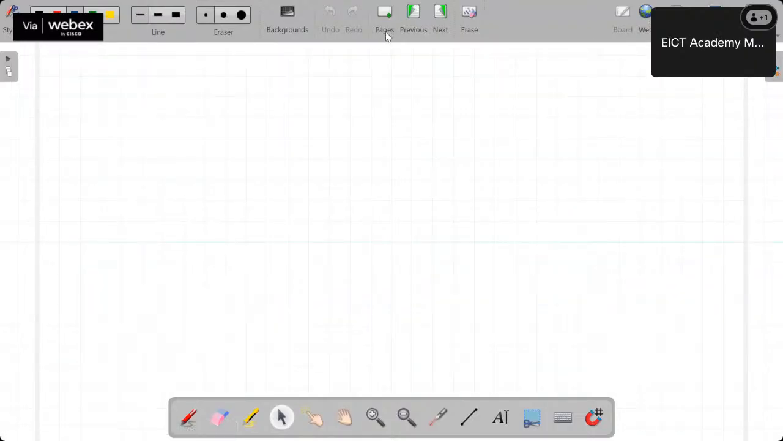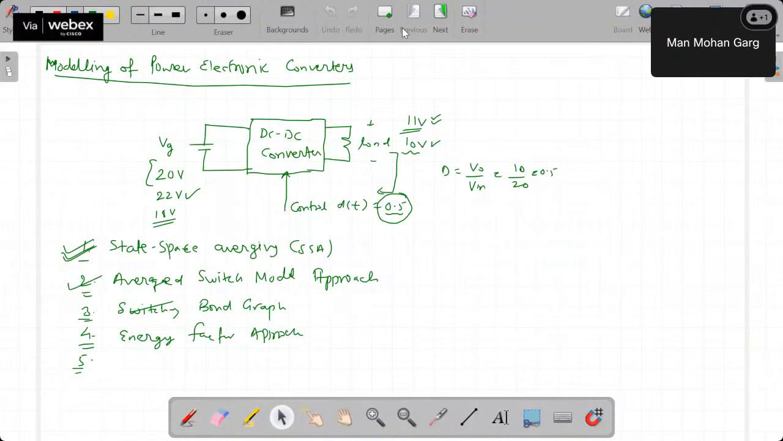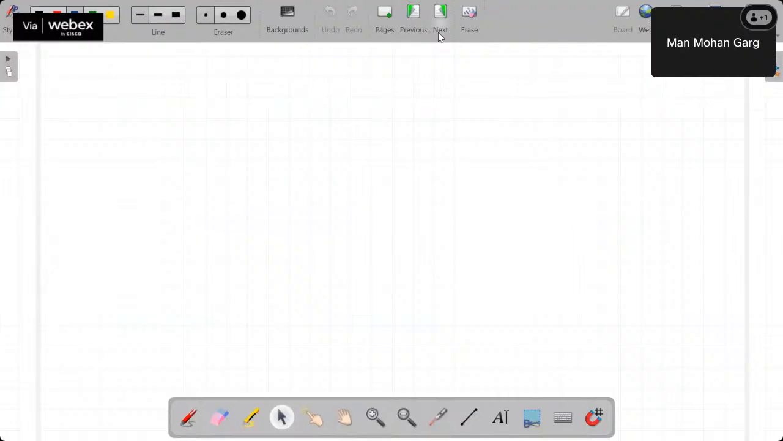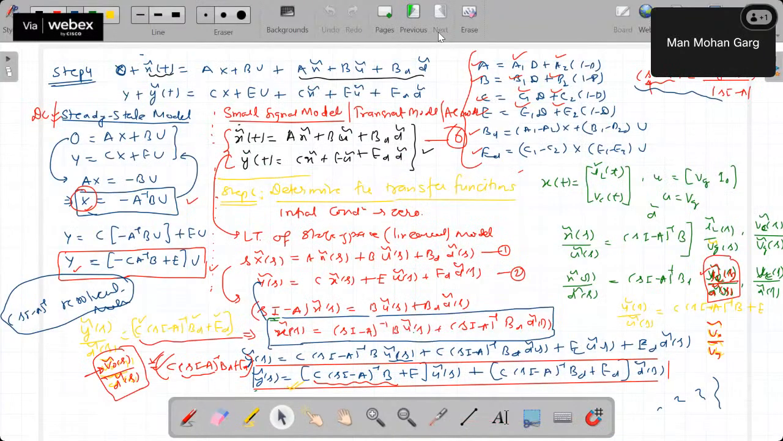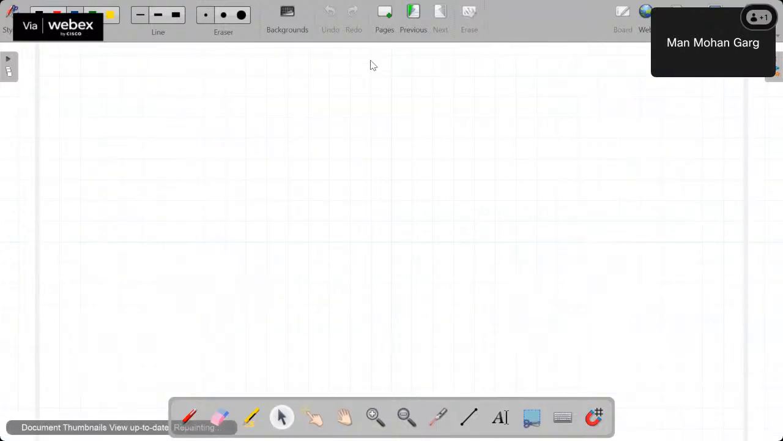So what we have discussed is that there is an issue with getting this Si minus A inverse if the size increases, right? Now, how to resolve that? For that, there is one algorithm which is called Leverrier.